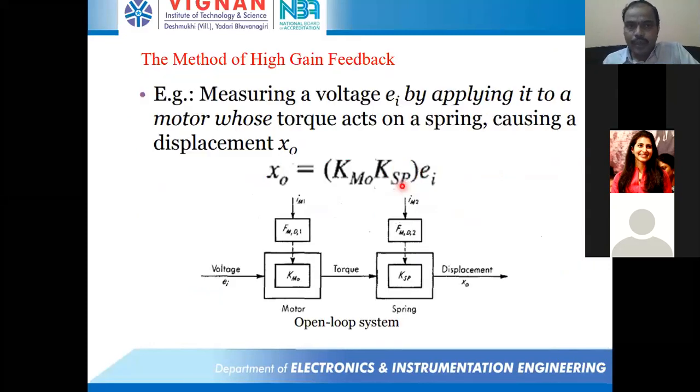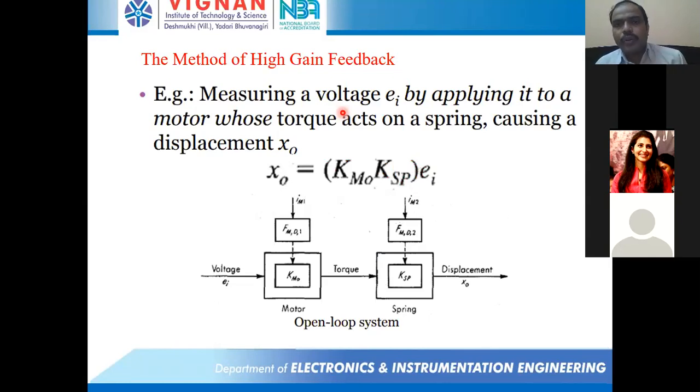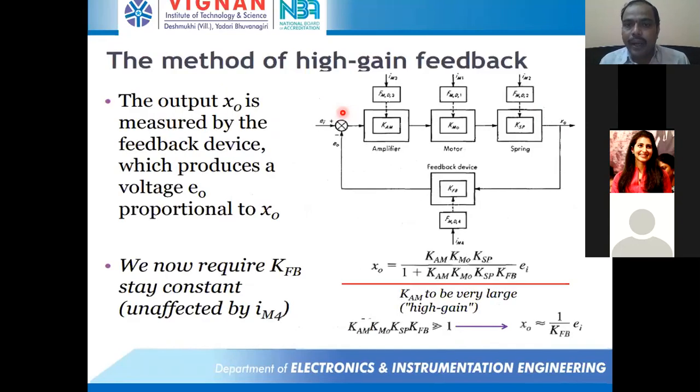And next one, the method of high gain feedback. So generally, feedback plays an important role in modern measurement and control systems because they can be easily adapted to perform their assigned tasks automatically. Nowadays, almost all our instrumentation depends upon automation that requires some feedback. So what is the advantage of feedback?